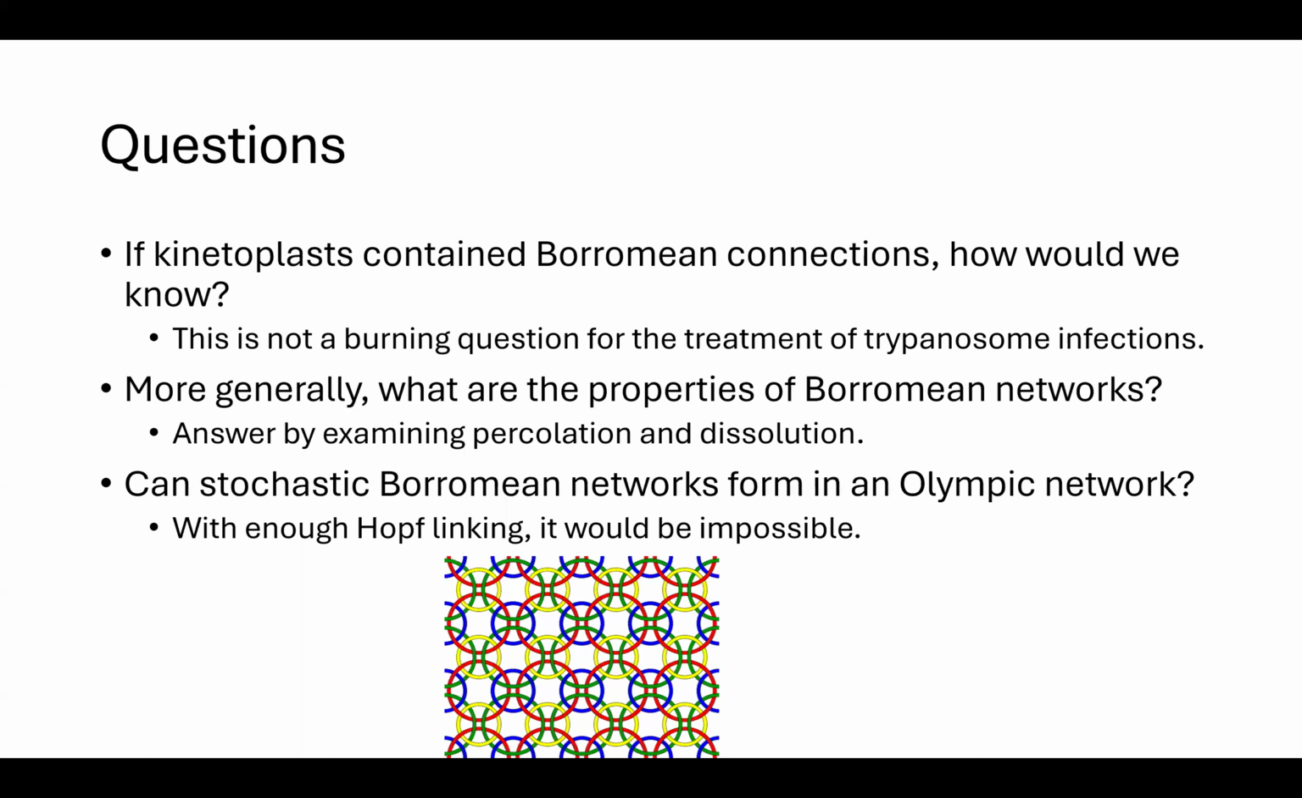You can see if you remove all the blues, I think all the reds will float away. But what if you remove circles randomly? And all these simulations are done by putting just random rings into a box and letting them link. We'll call this an Olympic network. Can you randomly form Borromean networks within a broader Olympic network? We didn't, or at least didn't know.